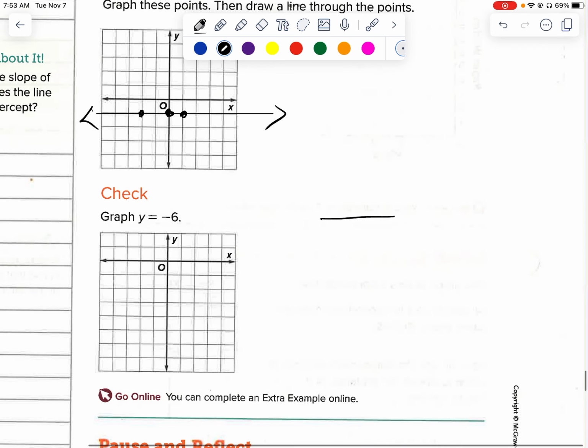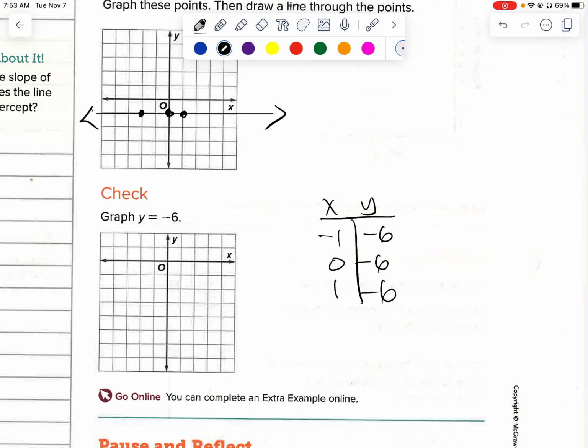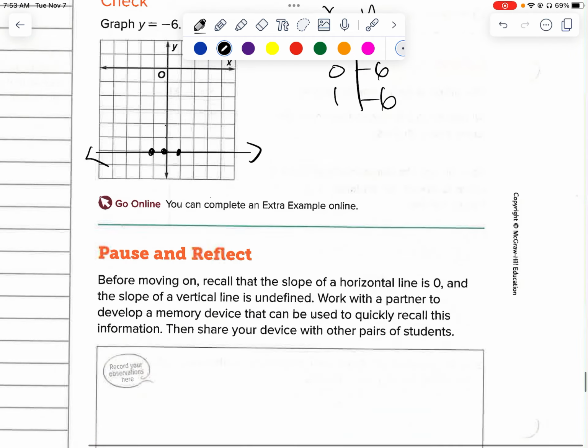Okay, so for this one, I like to do T-charts instead of doing points. I always put these numbers, but it says y is -6, so y is always going to be -6 in this instance. So -1, -6, 1, 2, 3, 4, 5, 6. We have points here. That is going to get me a horizontal line, and voila.